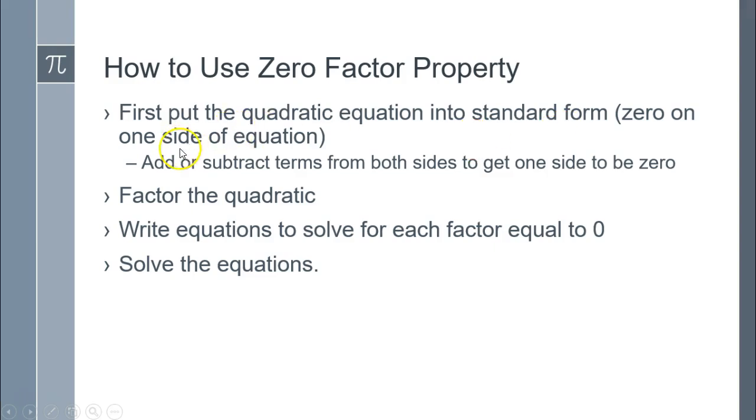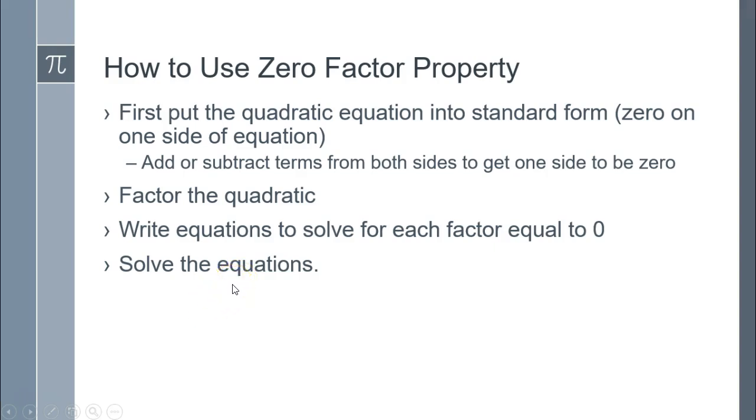It means we have to make one side 0 by adding or subtracting terms from both sides such that one side has all of its terms that aren't 0 canceled out. So then we factor the quadratic, and then we take each factor and write an equation with each individual factor equal to 0 and solve. In this case, it'll be both equations.